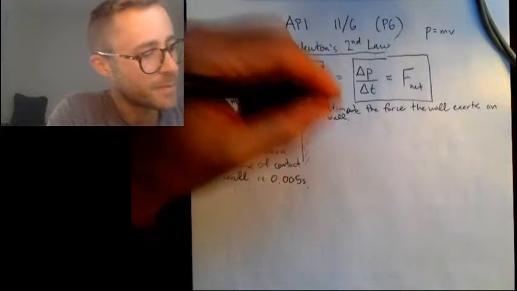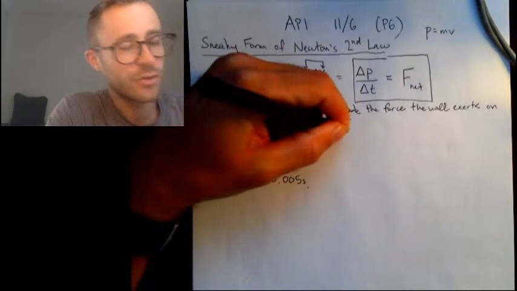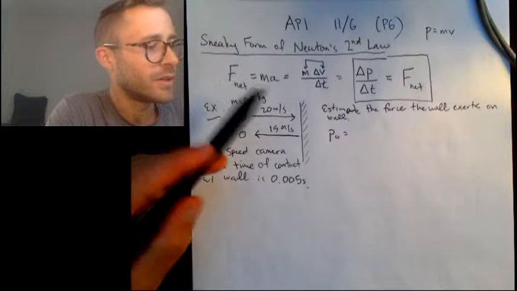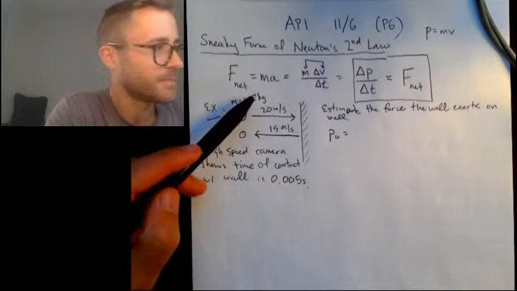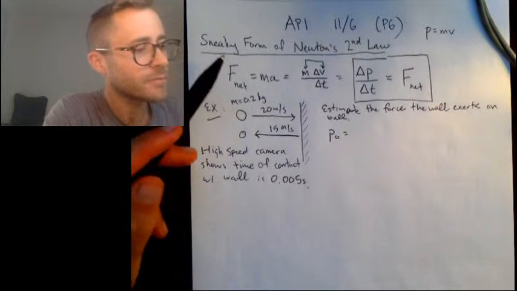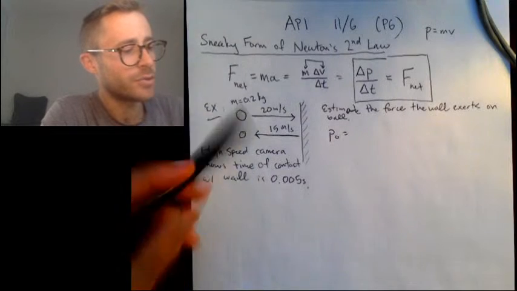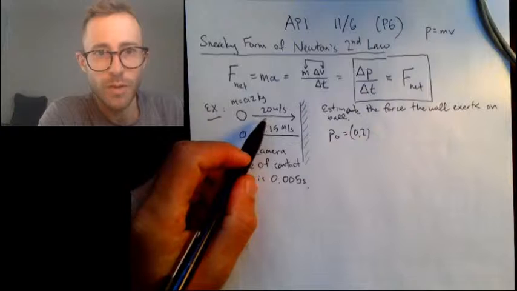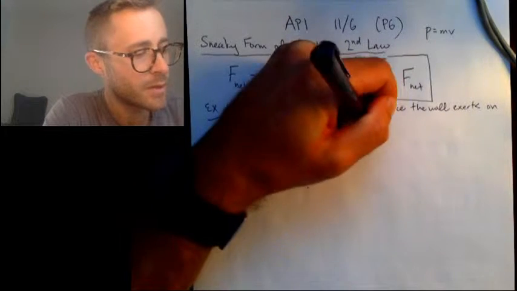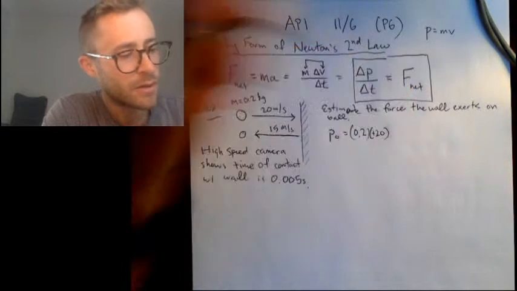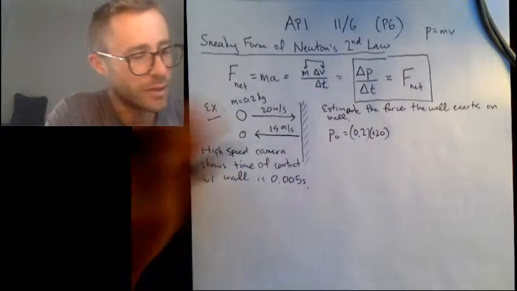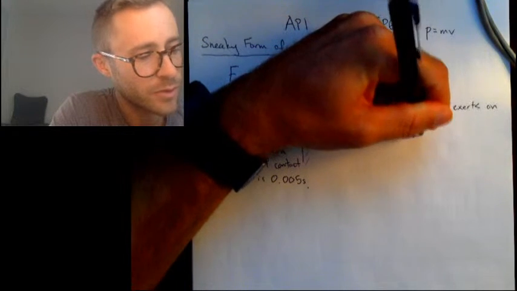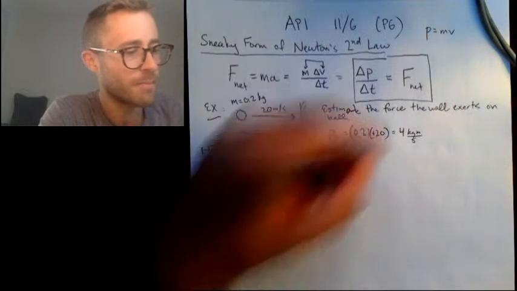So first of all, let's calculate the initial momentum. The initial momentum is mass times velocity. Okay? Mass, which is 0.2, times velocity, which is 20 meters per second to the right. So plus 20. So multiplying that out gives an initial momentum of 4 kilogram meters per second, plus 4.